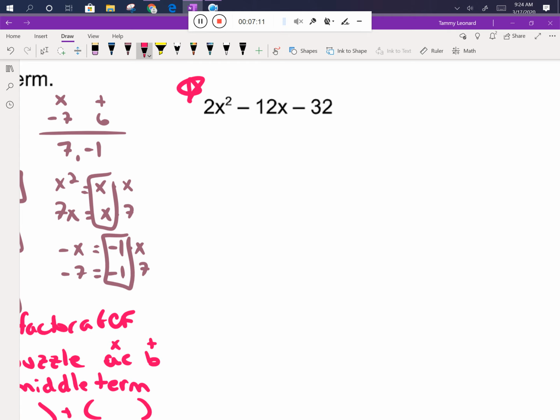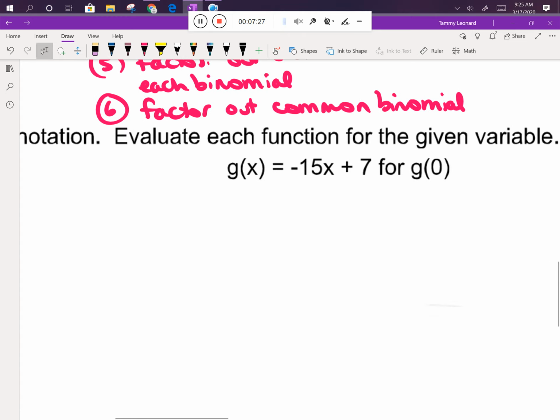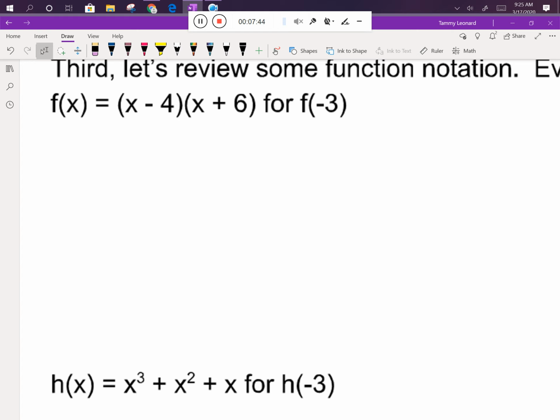So down here we're doing a review. We did some of these function notation problems either in period 2 or period 3 pretty recently. In the other class it's been a little while, so I want to refresh your memory. When we do function notation, we're often asked, evaluate each function for the given variable. So basically we have a function. In the first problem it's f of x is x minus 4 times x plus 6, and we're asked to evaluate this for f of negative 3.